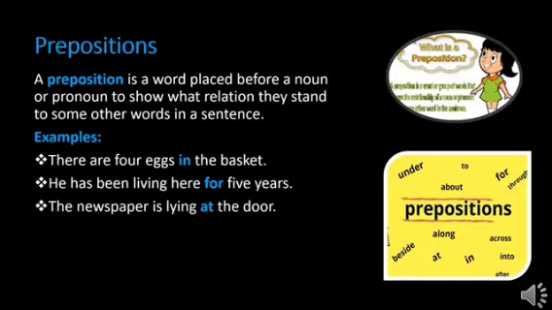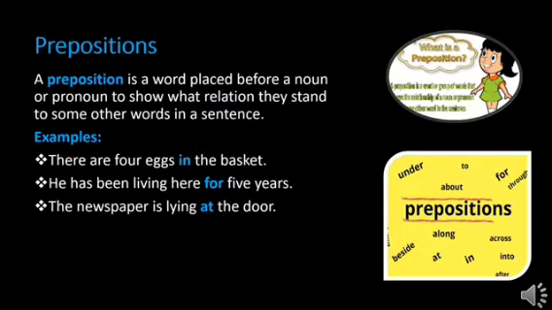You have already learned about noun. What is a noun? Nouns stand for something which describes a place, name, animal, or a thing. And what is a pronoun? A pronoun is a word which is used in place of a noun. So, a preposition is a word placed before a noun or a pronoun. For what? To show the relation they stand to some other words in a sentence.